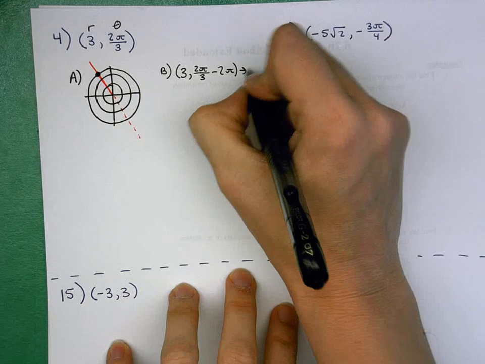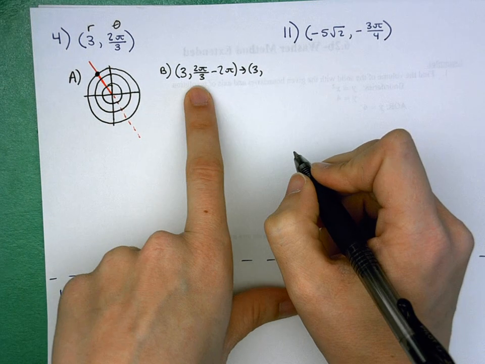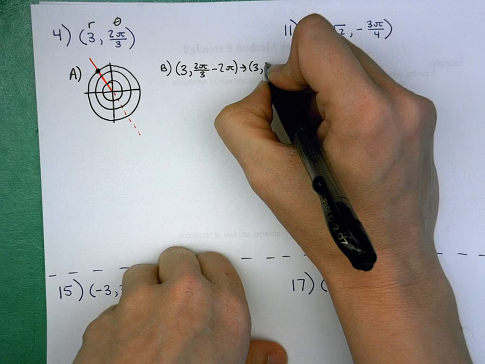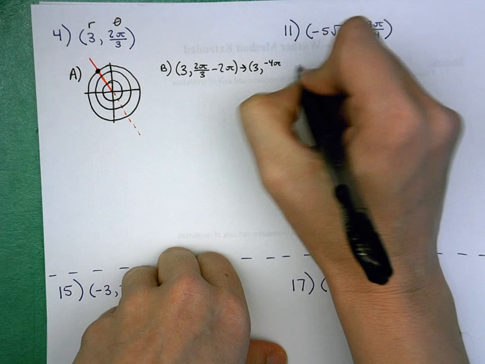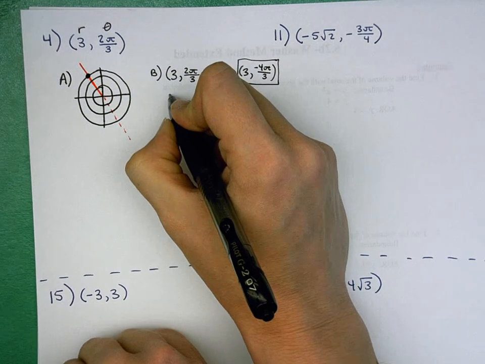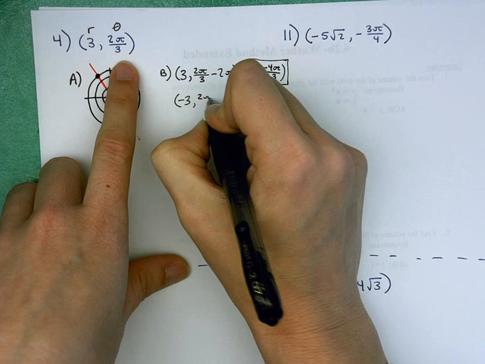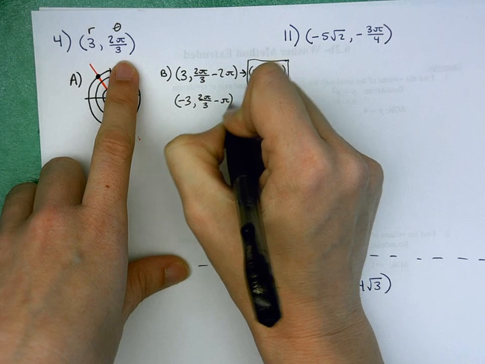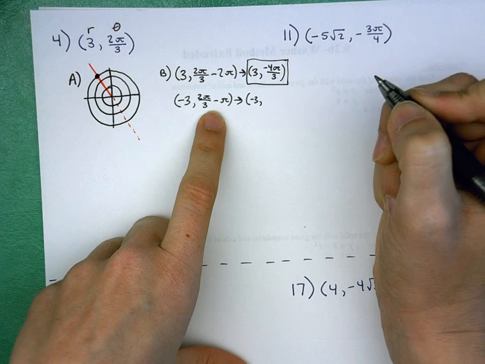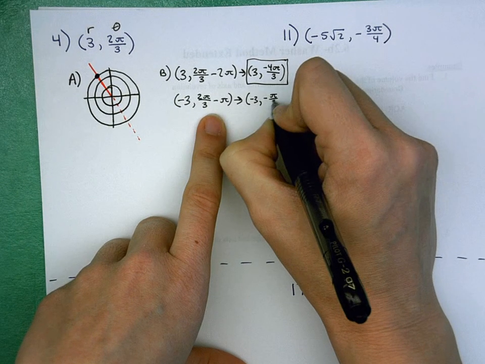And so this first angle here, radius would be r, theta then is 2 pi over 3 minus 2 pi, which is 2 pi over 3 minus 6 pi over 3, if I found a common denominator, which is negative 4 pi over 3. Okay? Second angle, we take our r, our 3, and we multiply it by a negative. And then our theta, we subtract pi. And so this would be negative 3, 2 pi over 3 minus pi, which is 2 pi over 3 minus 3 pi over 3, which is negative pi over 3.